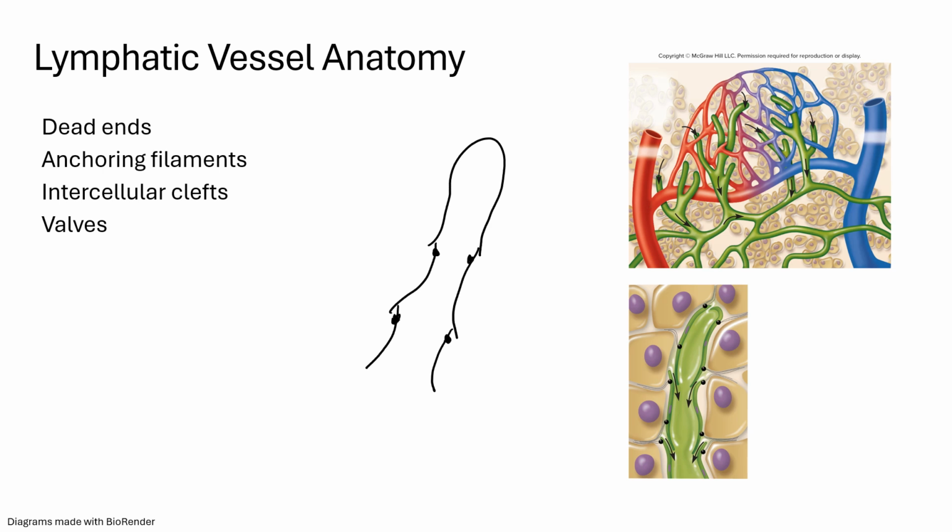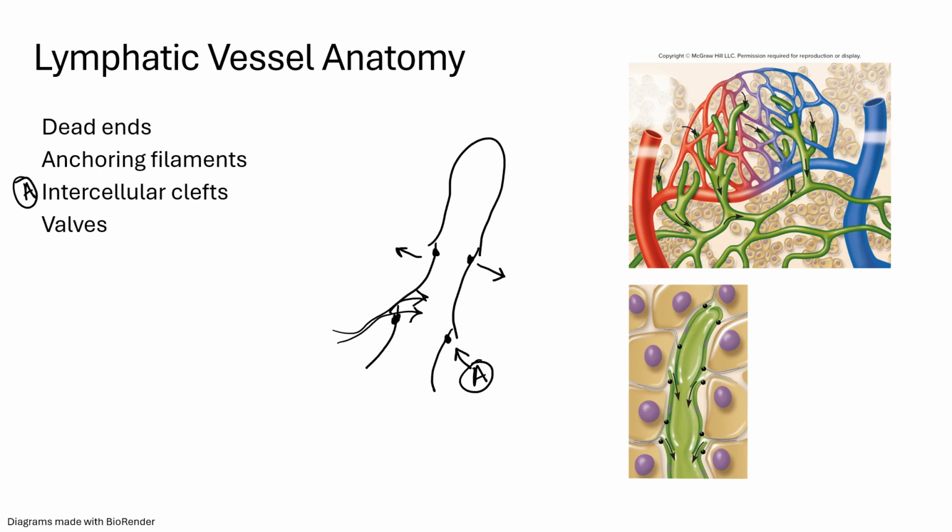When the tissue swells with fluid, the venule side of the capillary bed is unable to reabsorb all that fluid. And the anchoring filaments start to move away from each other because of that swelling, and they open up this lymphatic capillary. These intercellular clefts actually start to open up, and the excess fluid then drains into the lymphatic capillary.